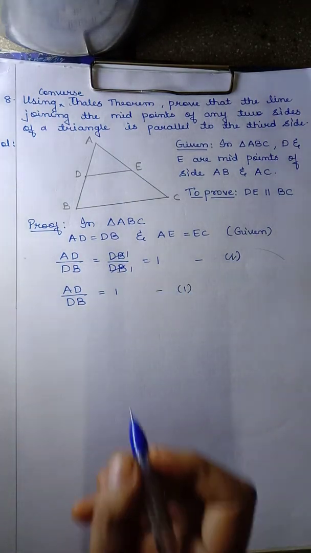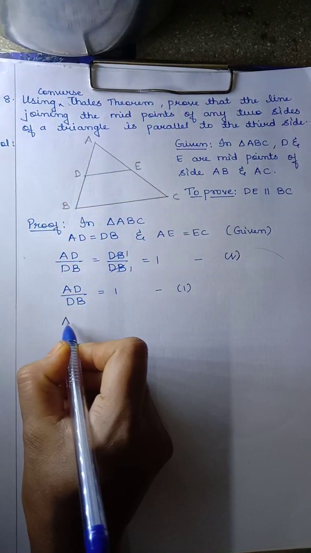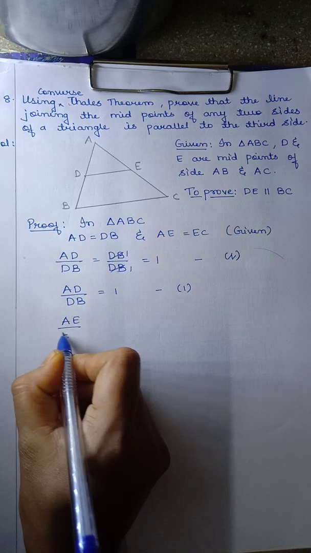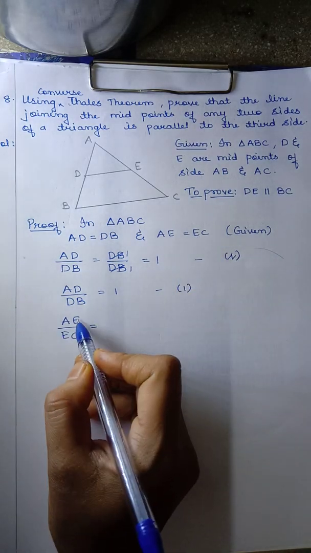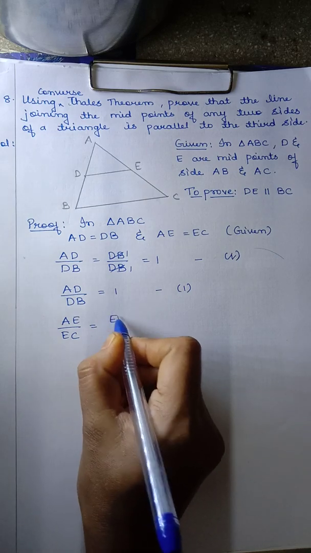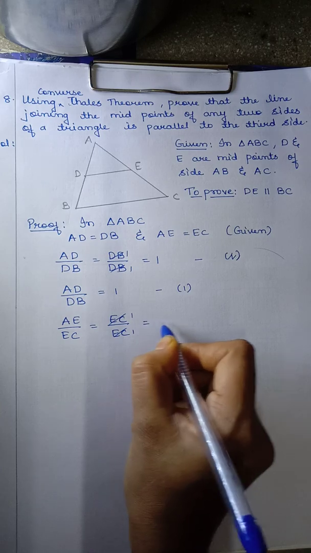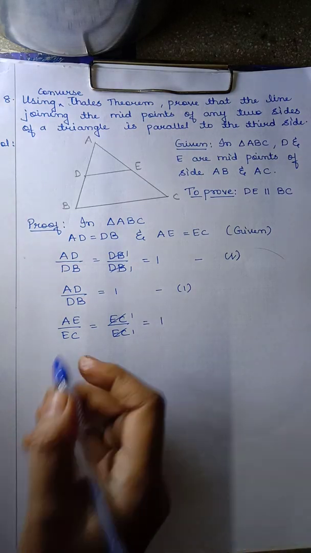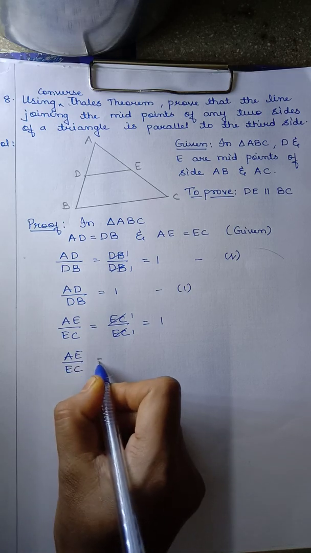Now let's take the ratio of AE upon EC. We know that AE is equal to EC. So in place of AE I will substitute EC upon EC. Again this will get cancelled, so you will get 1. That is AE by EC is equal to 1.